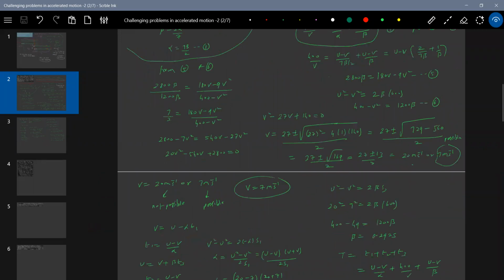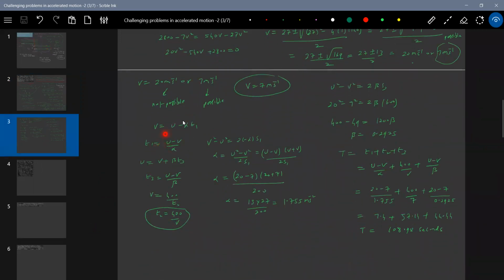Okay, the rest, let's get into this one. Already I wrote it: V equals U plus AT. The values of T1, T2, T3 we have written here. Similarly, we'll calculate this alpha, because now we know U, V and we know S1. I'm going to calculate the retardation alpha. Similarly, the acceleration beta we'll calculate. Then I'll substitute in this formula for T1.